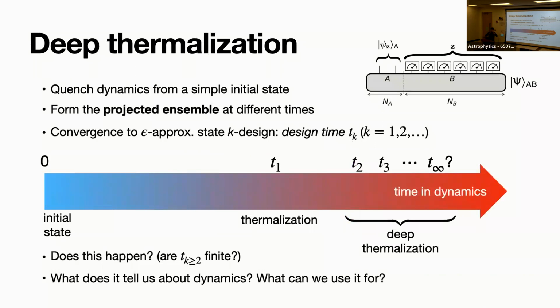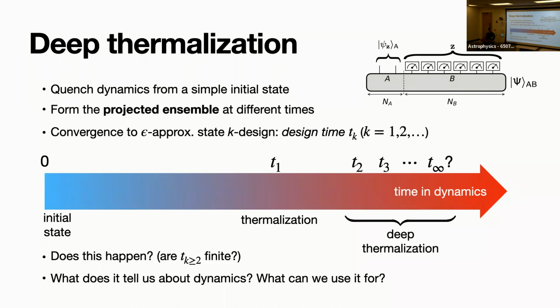Great. So now, with all of this conceptual baggage, we can get to the question of deep thermalization in dynamics. The setup I had in mind is initializing a simple initial state at the initial time, letting it evolve under some kind of dynamics, which could be Hamiltonian, or some quantum circuits, or whatever we have, and then forming a projected ensemble at different times and asking about the formation of quantum state K designs as time goes on. And as time goes on, we would have, in principle, a sequence of timescales at which the K design condition is realized.